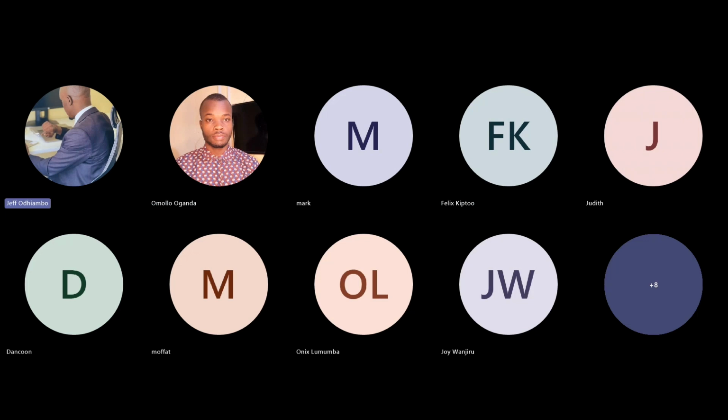Okay. We are having 2 groups. So this is the one that was from 1. Onyx was in one group, then we were having Omolo on the other group. So which group will go first?